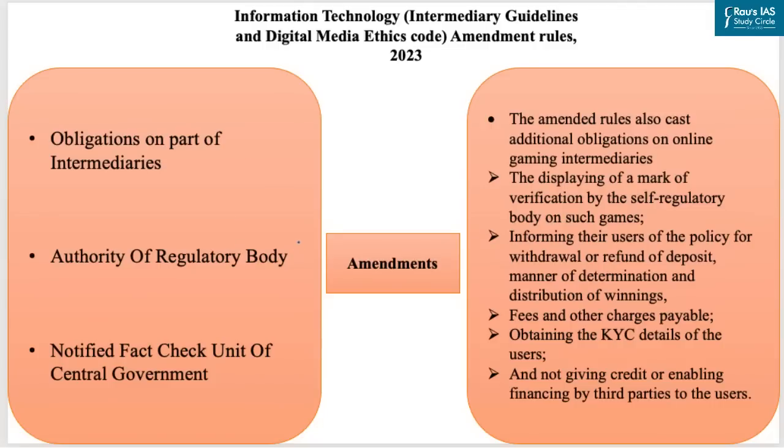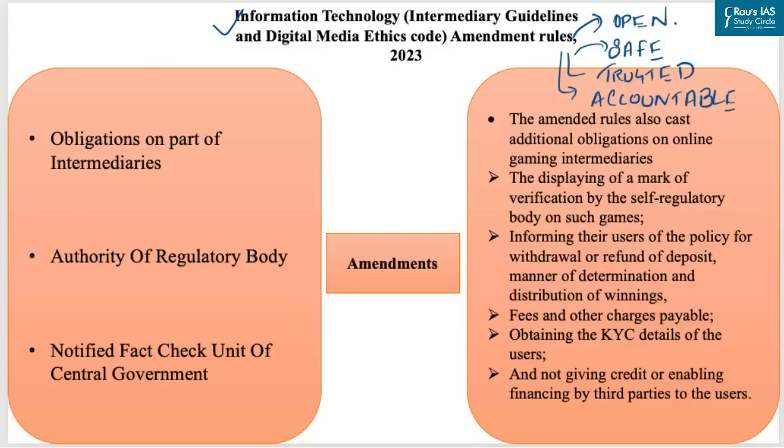Now, having seen the difference between fake news and misinformation, and the implications of fake news and regulations, let's discuss important amendments to the Information Technology (Intermediary Guidelines and Digital Media Ethics Code) Rules 2023. The government notified amendments for an open, safe, trusted and accountable internet. These amendments lay out a comprehensive framework for the online gaming ecosystem and also deal with fact-checking of online content pertaining to the government. The first in this is obligations on the part of intermediaries.